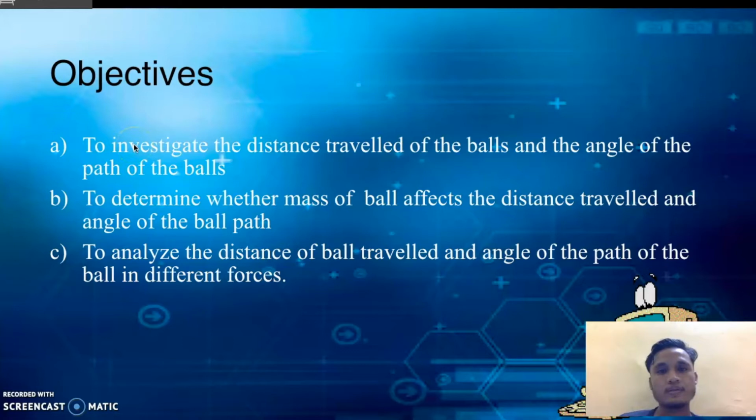The objectives of our MANOVA project: the first one is to investigate the distance traveled by the balls and the angle of the ball path. The second objective is to determine whether the mass of the ball has effects on the distance traveled and the angle. Our last objective of this project is to analyze the distance traveled by the ball and the angle using different forces.